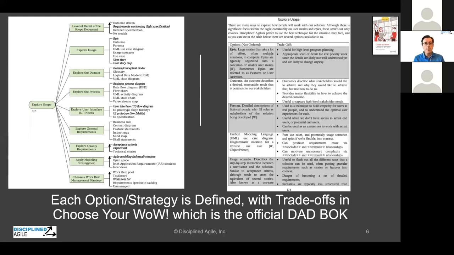So as an example, if you're exploring the usage and how you would use the solution, one of your options might be personas. And you might say, okay, personas, what are they? Well, we have tables in the book that describe what a persona is and the trade-offs where it might make sense to use that particular option.